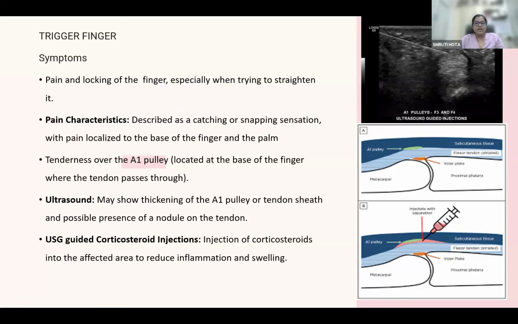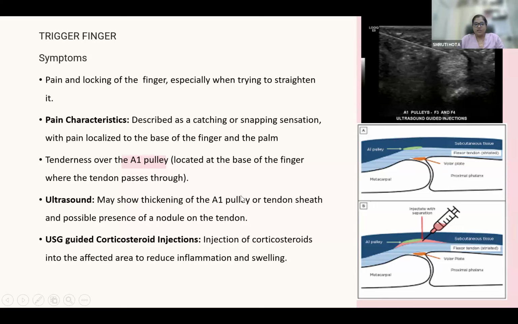And you can see the tenderness over the A1 pulley, where it is located at the base of the finger, where the tendon passes through. And in the ultrasound picture, you can see there is a thickening of the A1 pulley or tendon sheath. And sometimes there are some nodules present over the tendon that will cause the trigger finger.